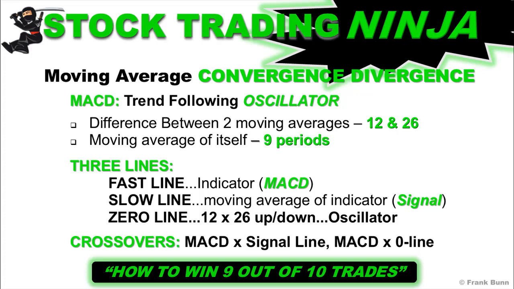Quite simply, zero line crosses are nothing more than when the base moving averages, in this case the 12 and 26, cross each other up or down, given that the MACD is nothing more than the difference between the two. So when the difference between the two is positive, or over zero, it must mean that the 12-period average is over the 26-period average. And when the difference between the two is negative, or below the zero line, then it means that the 12-period average is under or below the 26.